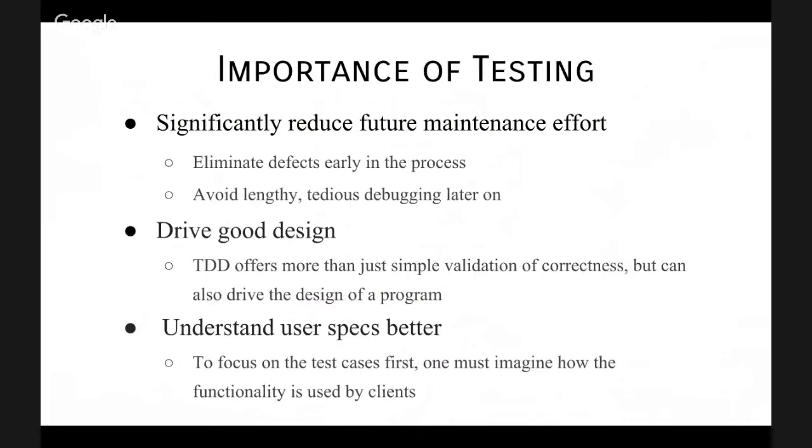Test code significantly reduces the future maintenance effort and it eliminates the defects in the early stage of software development, avoiding lengthy, tedious debugging later on. And it also helps us to drive a good design. TDD, also known as test-driven development, offers more than just simple validation of correctness, but can also drive the design of a program. Test code also helps us to understand the user specification more clearly.